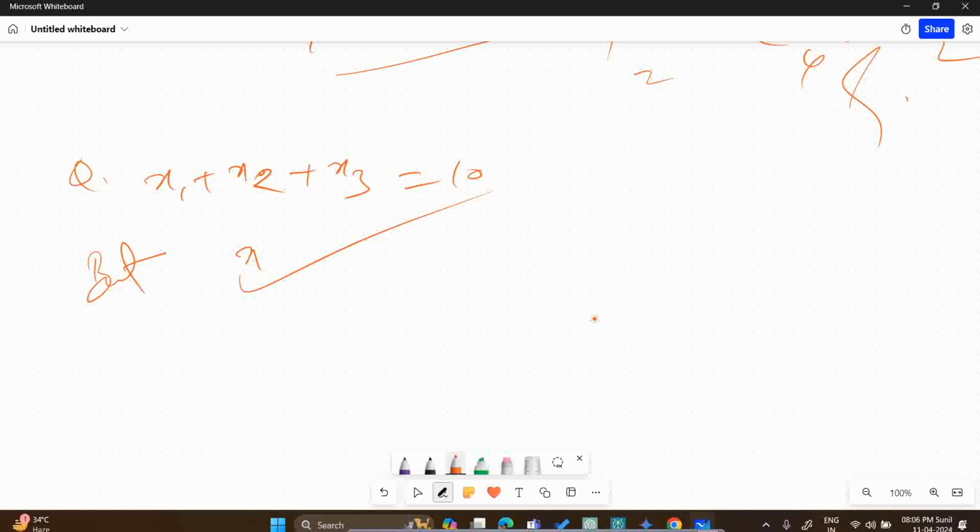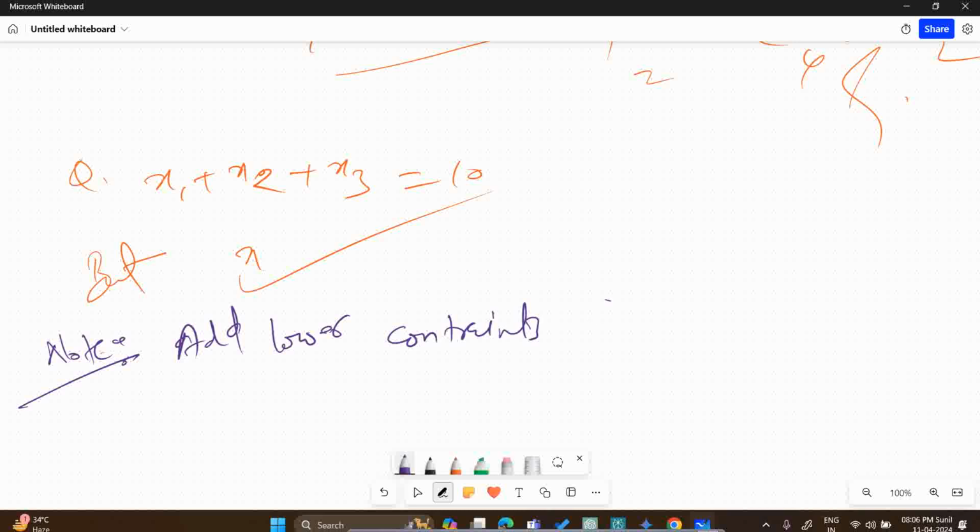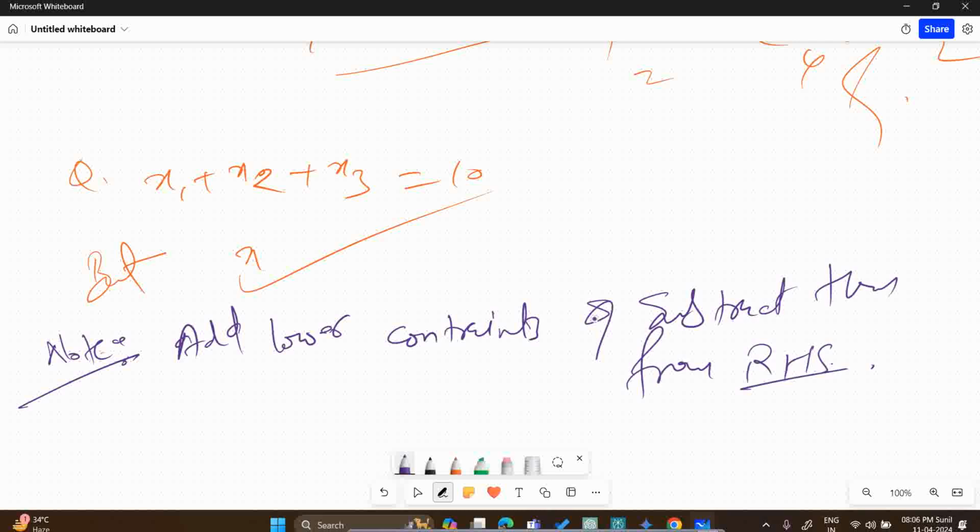And what is the main point we are discussing in these types of lower constraint questions? Add the lower constraint and subtract them from the RHS. Right?